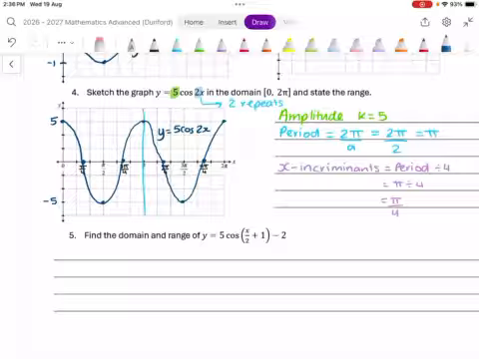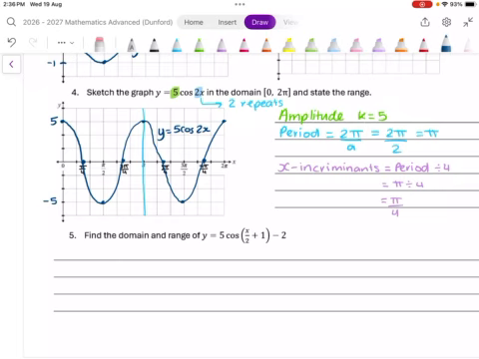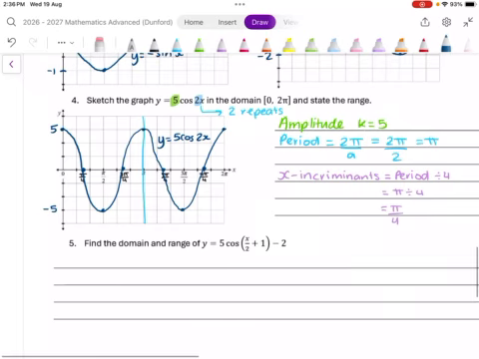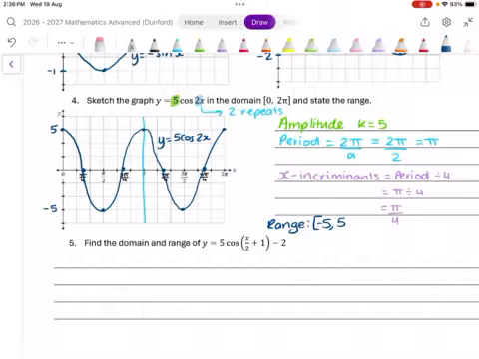All right, looking at the last one here. Oh, we were meant to state the range. Goodness gracious. I haven't left enough lines, have I? So back to 4, the range is just -5 to 5. Good pick up. I was stressing about the next question too much.